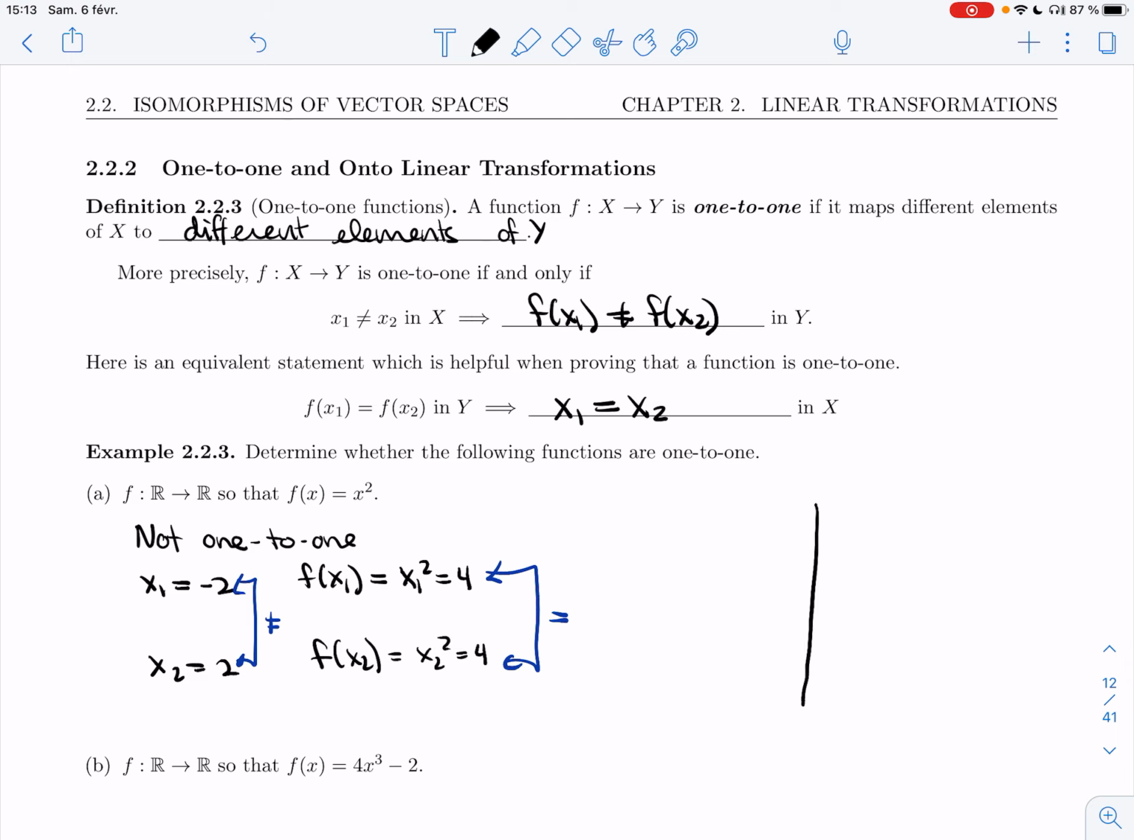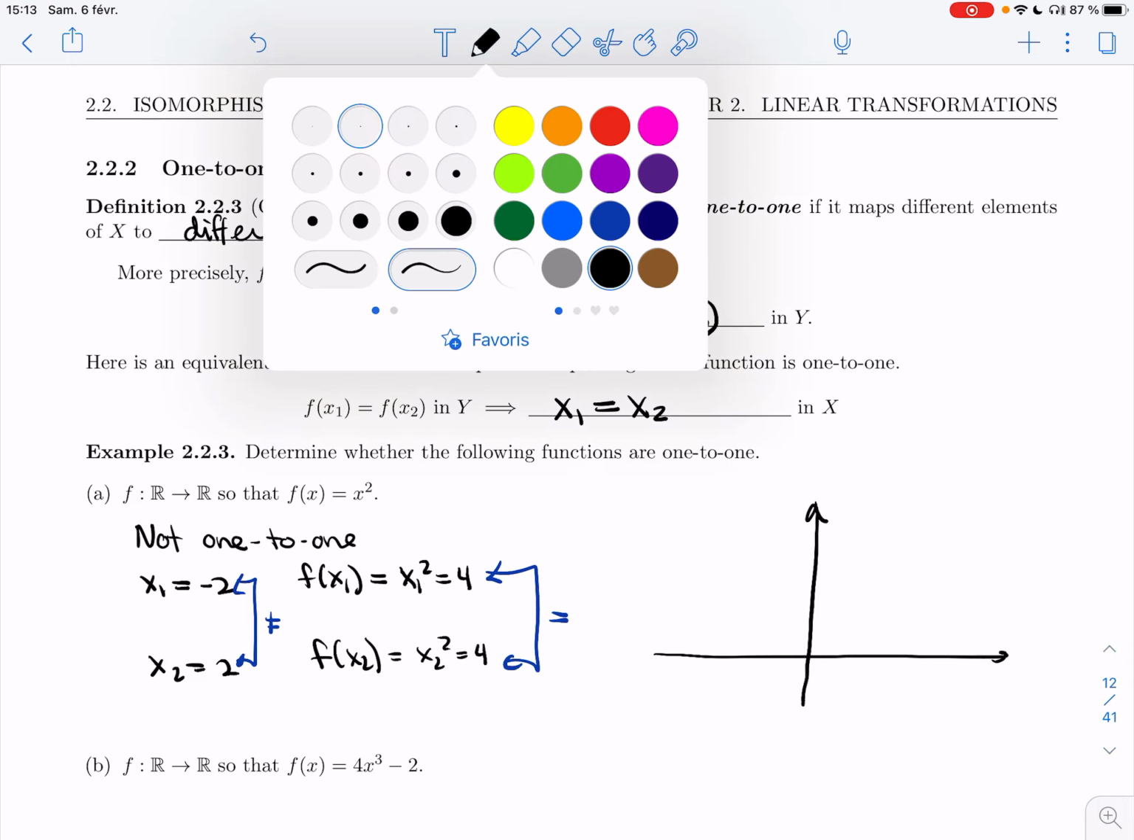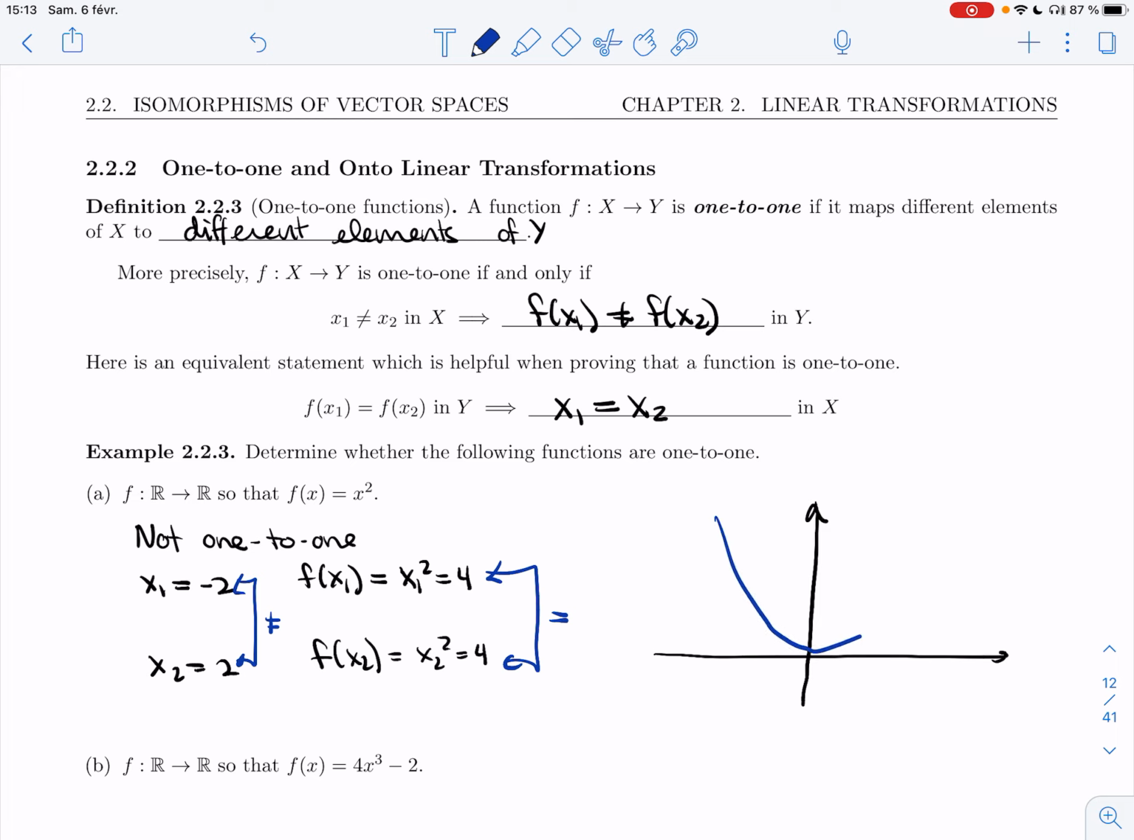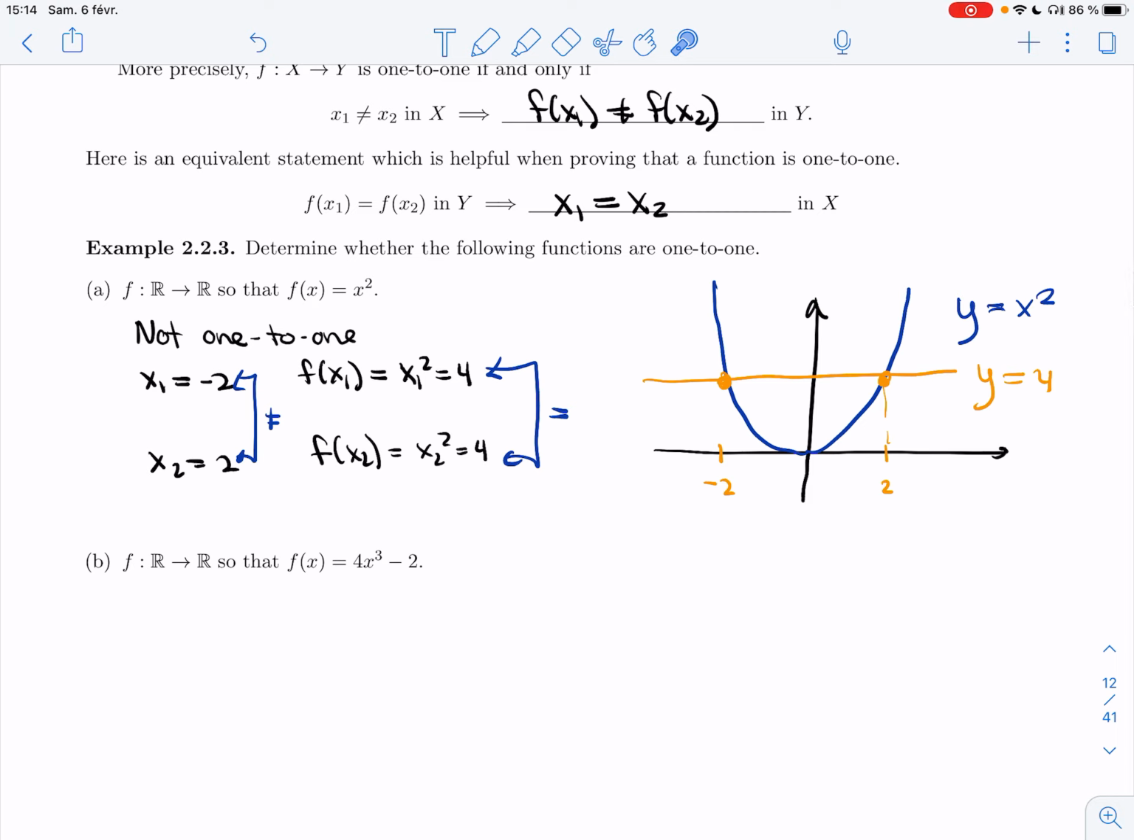All right, let's look at what it means for the graph. Let me graph x squared. I'm going to look at minus 2 and 2. They're going to hit at 4. Right, the function is not one-to-one because we have these two points that have the same y value. All right, so let's look at a different example.